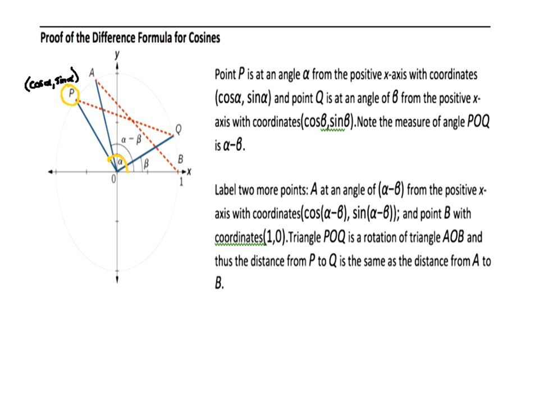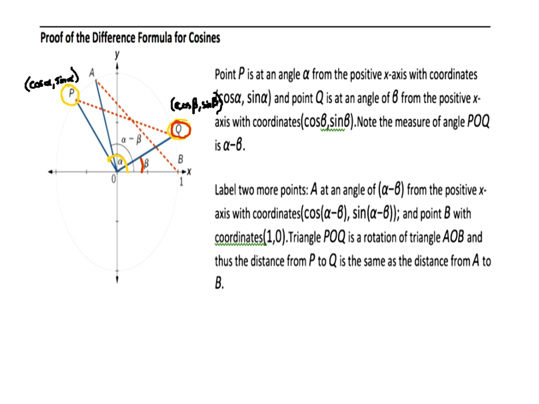Point Q here is at an angle beta. Actually, let me do Q in a different color. That may make it a little easier to think about. Point Q is at an angle beta from the positive x-axis with coordinates cosine beta, sine beta. So nothing new to us there.